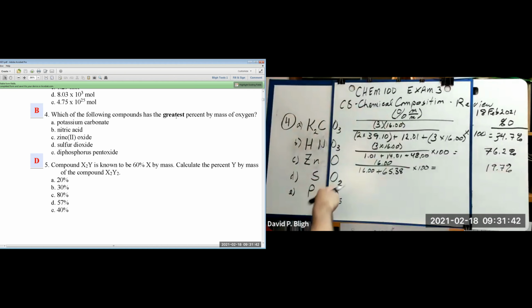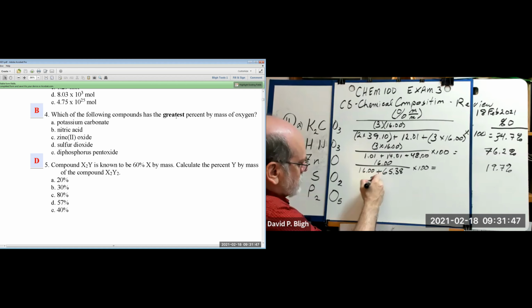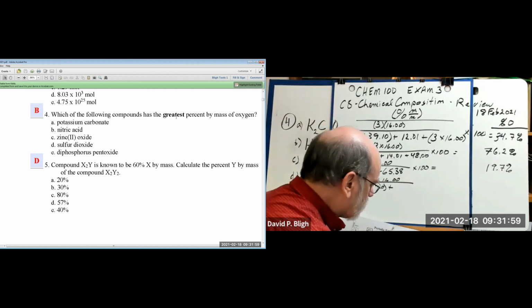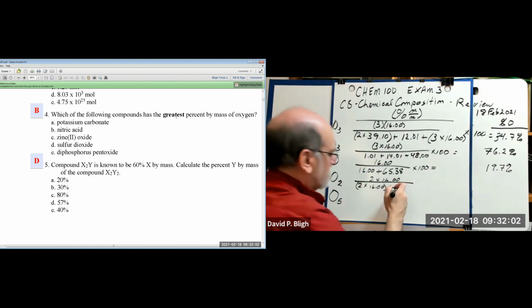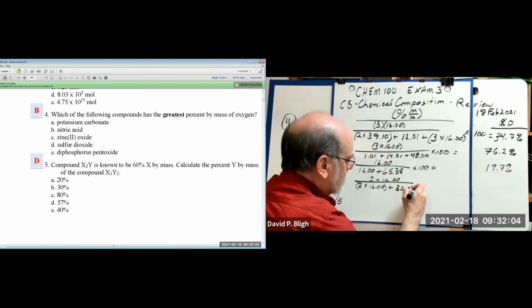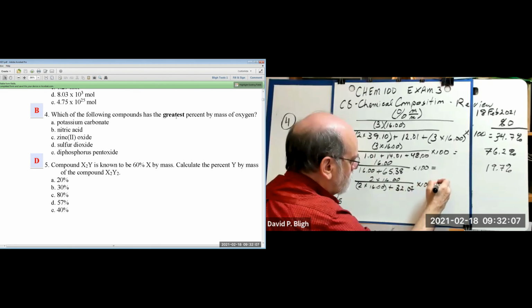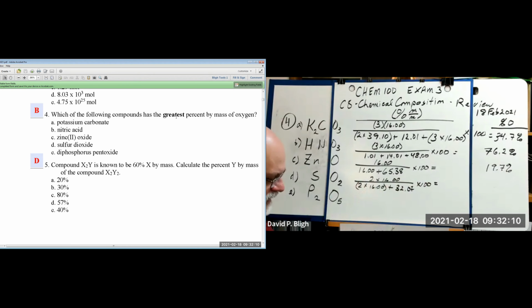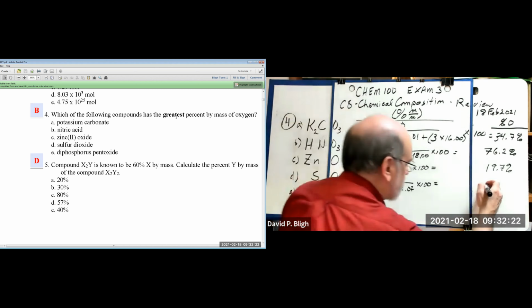Okay. Now sulfur dioxide. What does sulfur weigh? Well, we need two oxygens on the top and on the bottom, plus sulfur. Sulfur is 32.07 times 100. All right, so that's 2 times 16 is 32. And then we add 32.07 and divide that, and we get 49.9%.